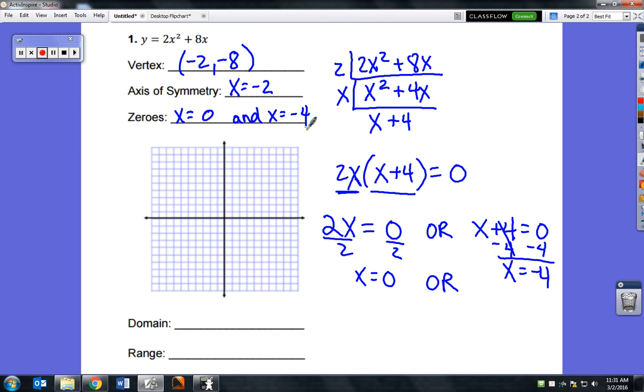This is going to help us finish our graph. I'm going to start by graphing my vertex, negative 2, negative 8. 1, 2, 3, 4, 5, 6, 7, 8. Then I'm going to plot my first 0 at 0, 0. And then my next 0 is at negative 4, 0. There we've got a pretty good look at our parabola.